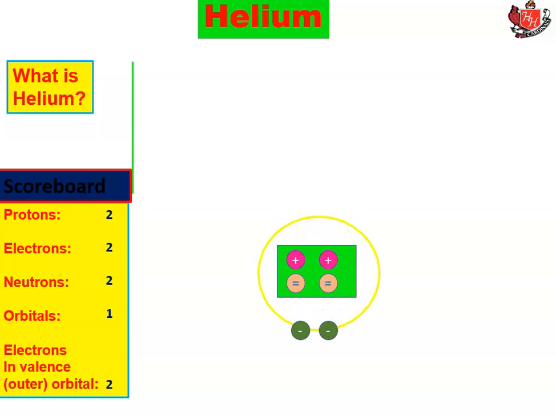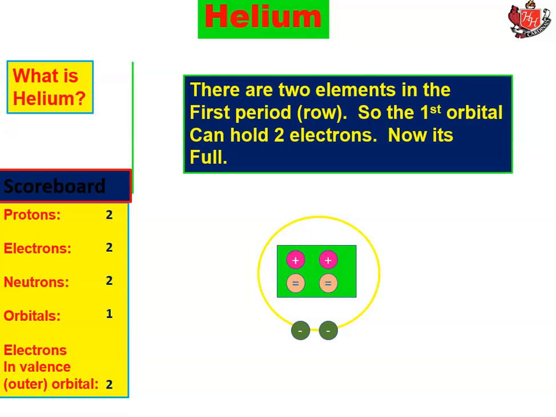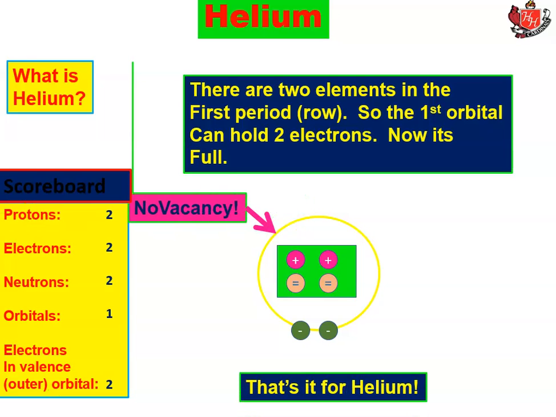So now we can draw our helium atom. It has 1 orbital. That's the valence orbital, and it has 2 electrons in that valence orbital. So there are 2 elements in the first period row, so the first orbital can hold 2 electrons, and now it's full. Okay, we're done with the first row. It can't hold any more electrons because helium is at the end of the first row, and so there's no more vacancy in that orbital. We can't put any more electrons into that first orbital. Okay, so that's how you take care of that. That's how you do helium.